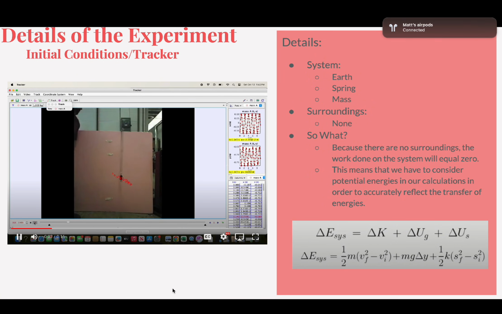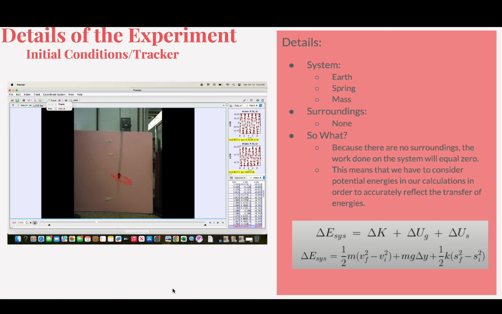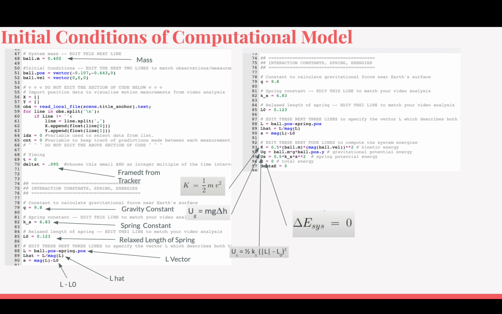The video on the left simply shows my tracker upload as well as the position points that I plotted for the mass. The code was split into two parts, initial conditions and iteration. The initial conditions of my computational model are shown below.